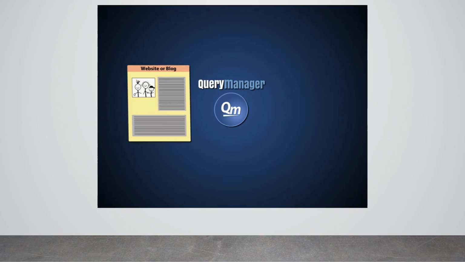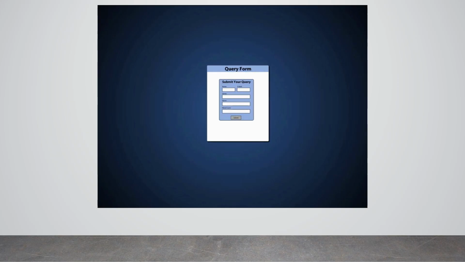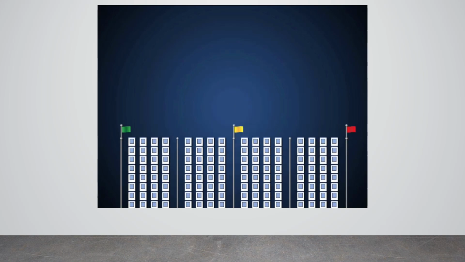It starts with your website or blog, where you add a simple button. When authors want to query you, they click that button and are taken to your custom query form. The form is easily customized. You choose which questions to include and which to leave off. The information is then saved and added to a database along with all of your other queries.